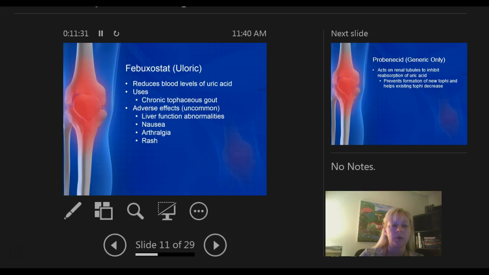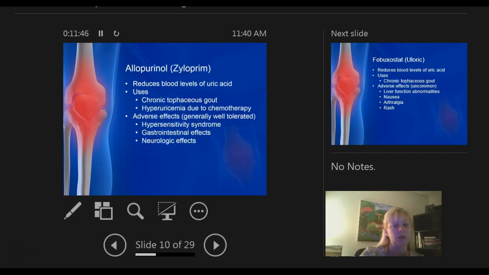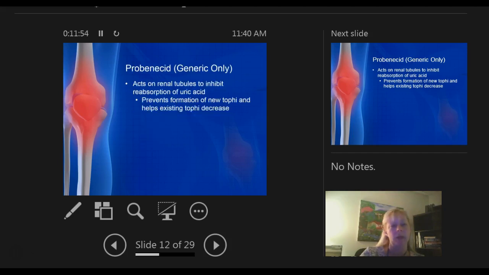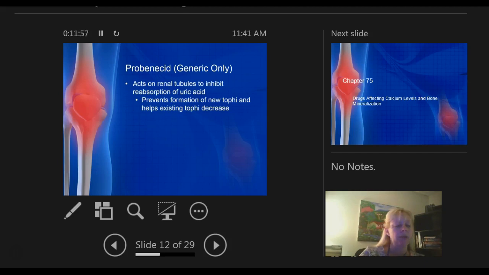While Uloric does the same thing, it's a newer drug, but again, less common side effects. You have to watch liver function, nausea, joint pain, and rash, but it's for gout, and studies are showing that it's safer than the allopurinol. So both of these are the same thing, basically, but the febuxostat is just put together a little bit differently chemically.